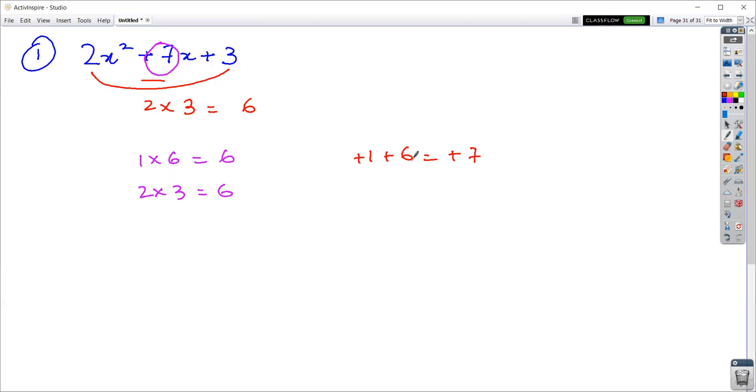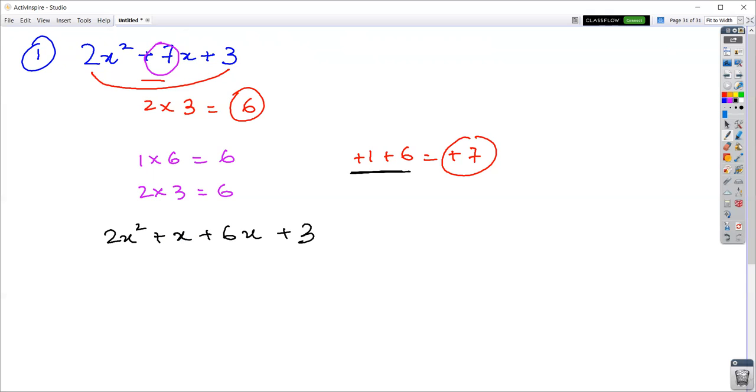When I multiply the numbers 1 and 6, it gives me the product, which is 6. When I add the two numbers, plus 1 and plus 6, I get the middle term, which is plus 7. So I'm going to rewrite them. I'll have the first term exactly the same, which is 2x squared. Then instead of the middle term, I'm going to write down these two terms. Because we have plus 7x, this can be written as plus x and plus 6x. So basically we are splitting the 7x into plus 6x and plus x. The last term stays the same, which is plus 3.